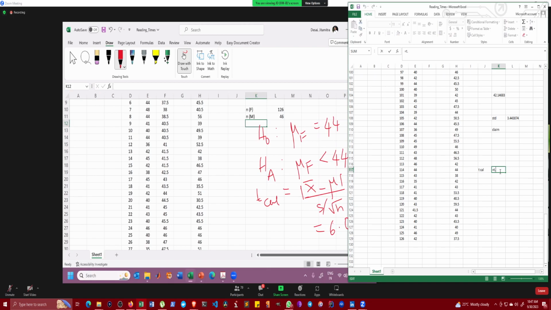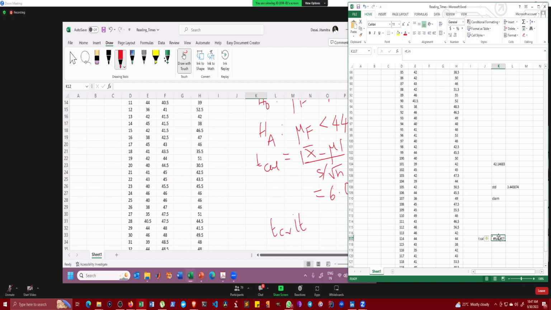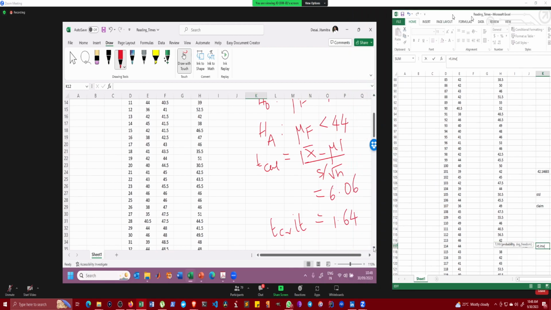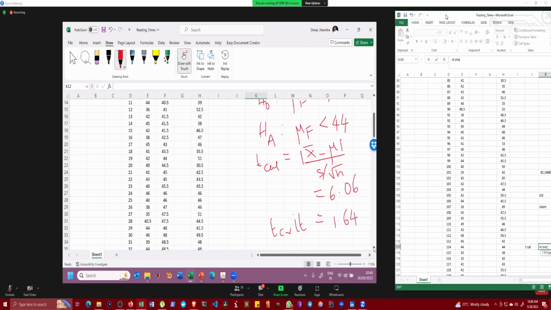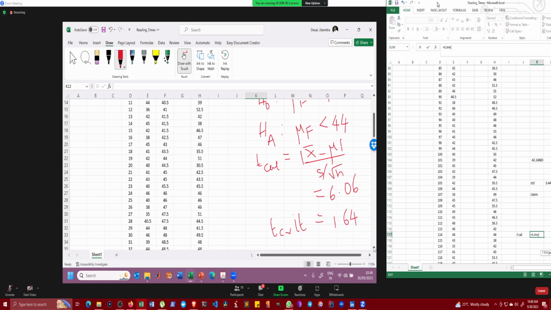What is T critical? What is my sample size? 126, at a 95% confidence level. If my sample size is more than 30, the T distribution is almost the same as the normal distribution. So what will be the T critical value? 1.96? No, this is a one-tailed test. T at 0.05 and 125. How much is that value? Just 1.65, right? Approximately the same as 1.64, give or take.